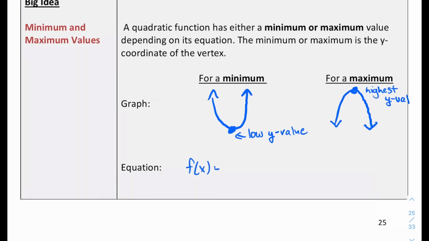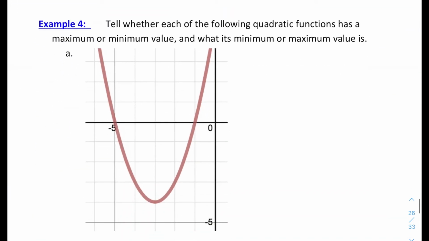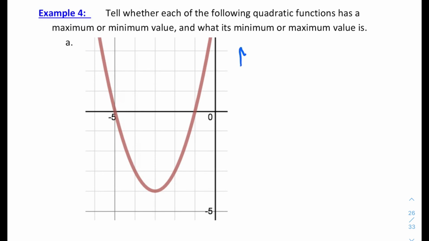So equations that correspond to those: anything that has a positive coefficient on your x squared term is going to open up and have a minimum. Anything that has a negative coefficient on your squared term is going to open down and have a maximum value. So we can use that idea to find maximum and minimum values for quadratic functions. It's easiest if we have a graph, but we don't absolutely have to have a graph, because it always happens at your vertex.